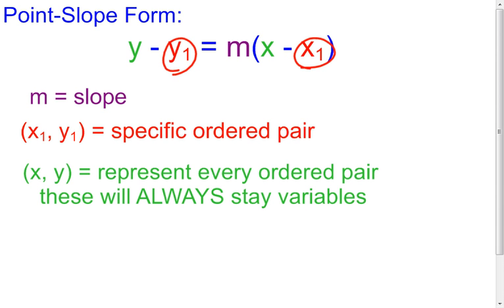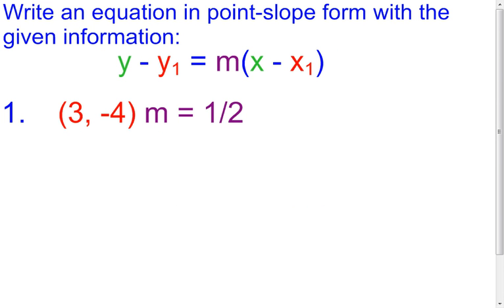X and y represent every possible ordered pair that will fall on the line. They will always, always, always stay as variables. In other words, you will never plug numbers in for x and for y. Even if you know two ordered pairs, you will never plug a number in for x and y, okay?